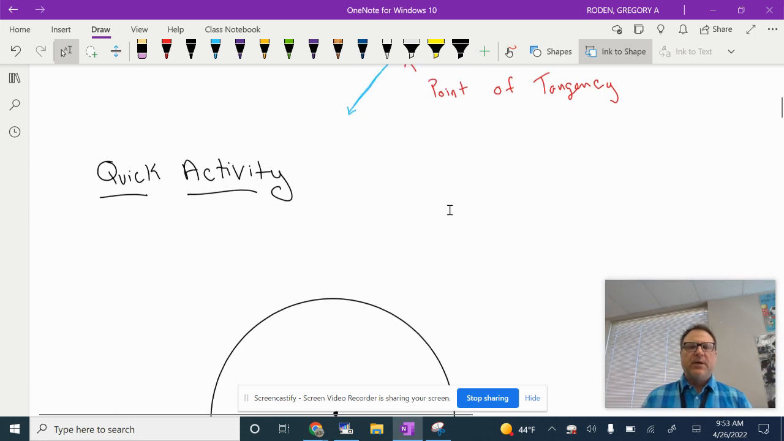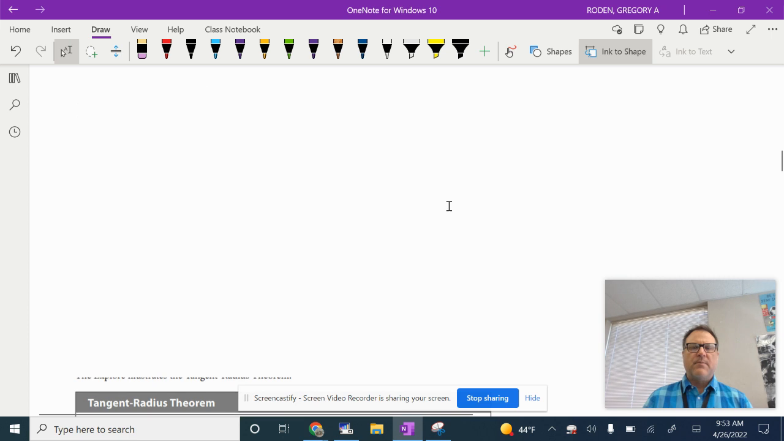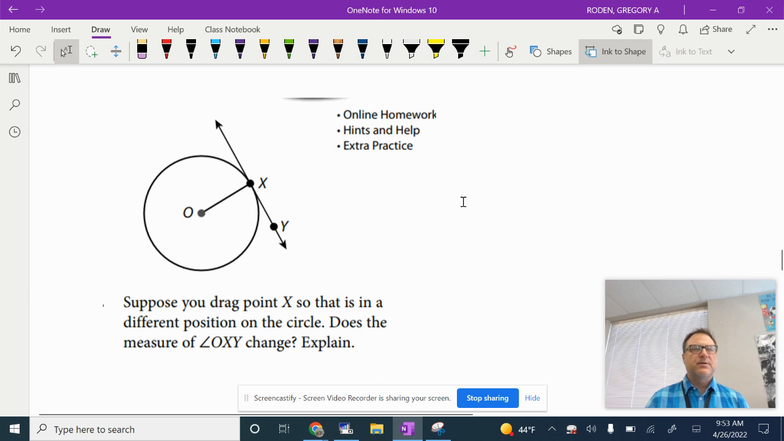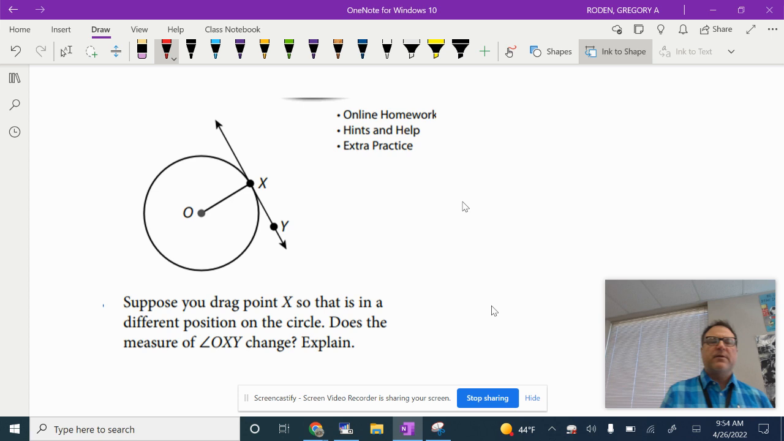Okay, so I just want to, you don't have to write this part down, but I just want to talk about it. We'll have Kaylee pull a stick on this. So we have this picture right here. Will, are you going to write stuff down? You need to probably get your notes out and ready. Okay, so suppose you drag point X along the circle. Does the measure of angle OXY change? So Kaylee, pull a stick.